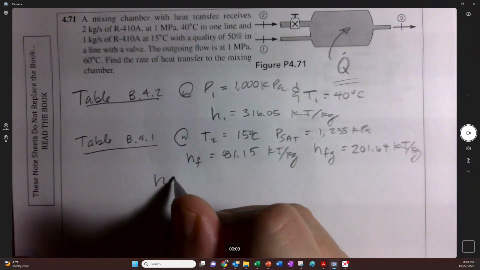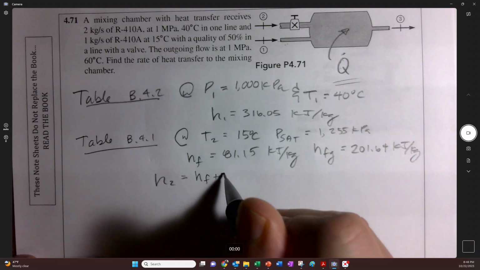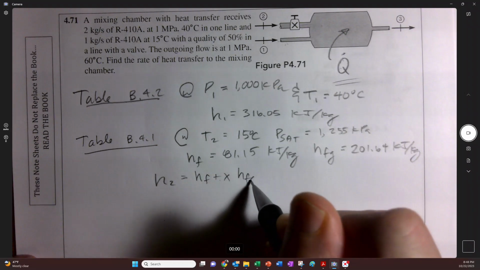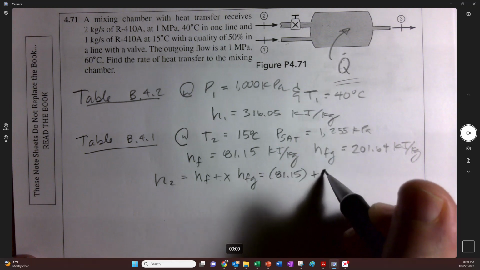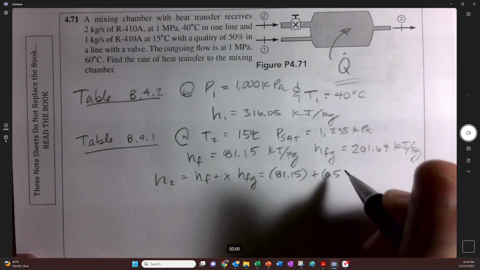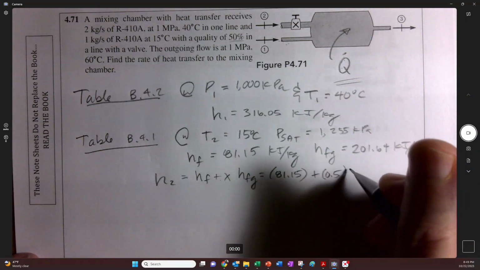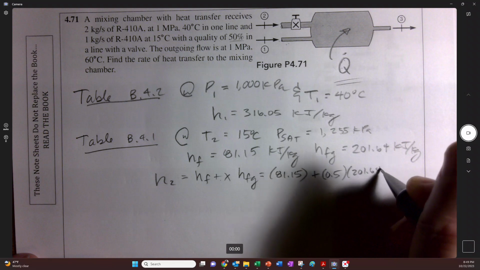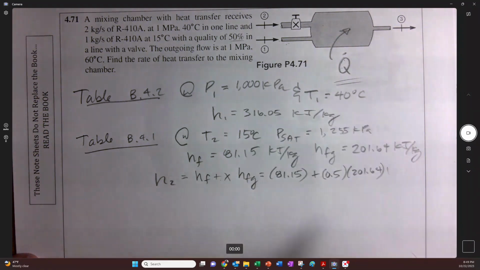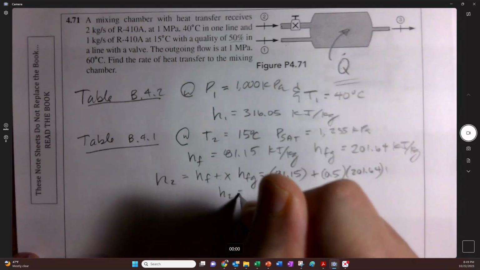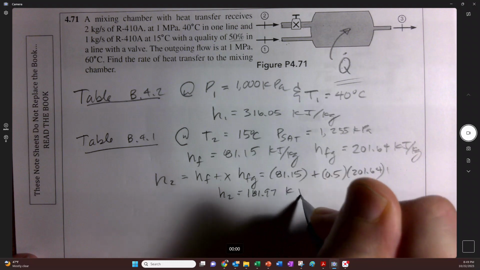So we get an H2 equal to HF plus X HFG, or 81.15 plus 0.5 times 201.64. They said it was 50% up here, so we're going to do what they say. So we're going to get an H2 of 181.97 kilojoules per kilogram.